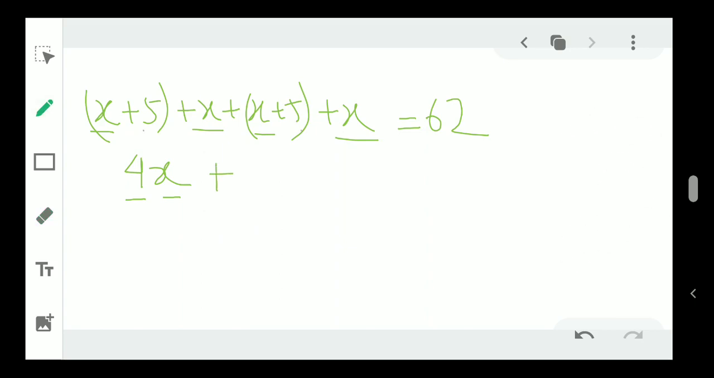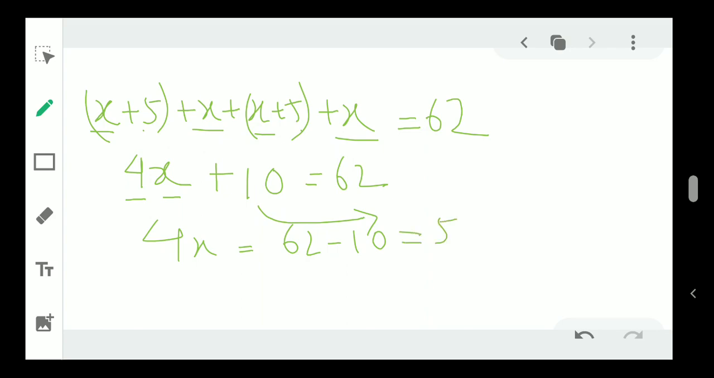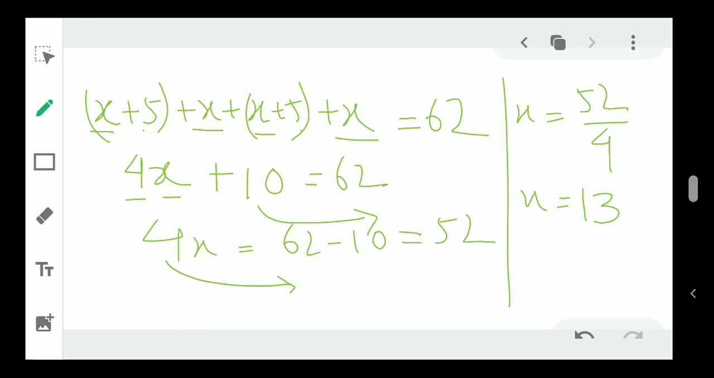Now plus 5 and 5, 10, equals 62. 10 will go to that side. It was addition, so on that side it will be subtraction. So 62 minus 10, that is 52. Now 4 is on this side, and when it goes to that side, it will become division. So x will be 52 by 4. So x is equal to 13. This kind of math you can easily do.